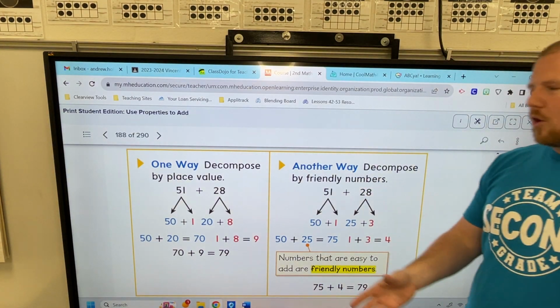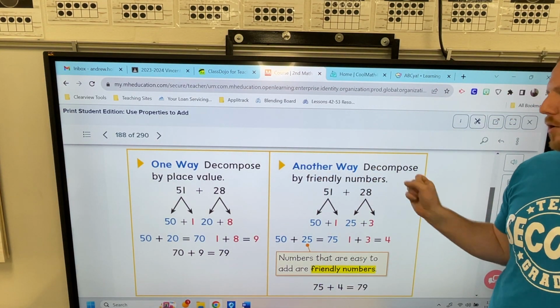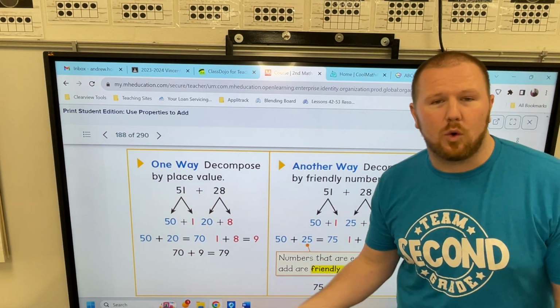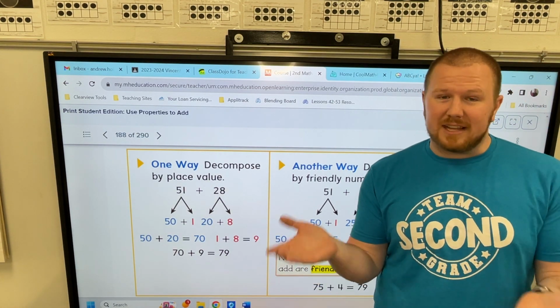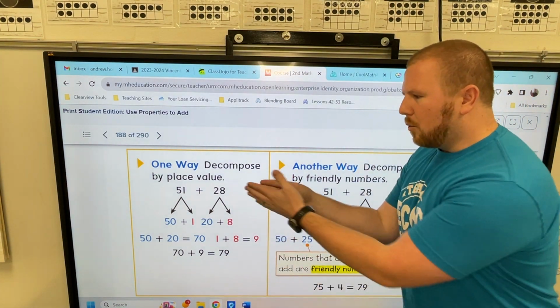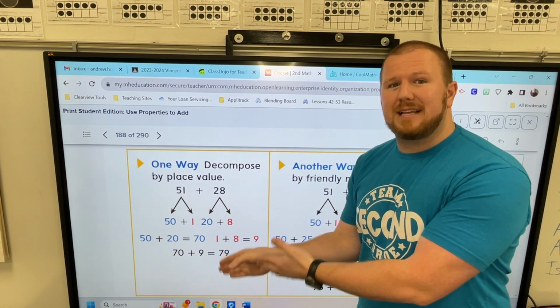This way is a little bit more complicated. When they say decomposing by friendly numbers, that just means, well, if we know 50 and 25, just like quarters, if you have 50 cents and 25 cents, that makes 75 cents. But not everyone knows that strategy, so we do know our place values. That's what makes this easier.